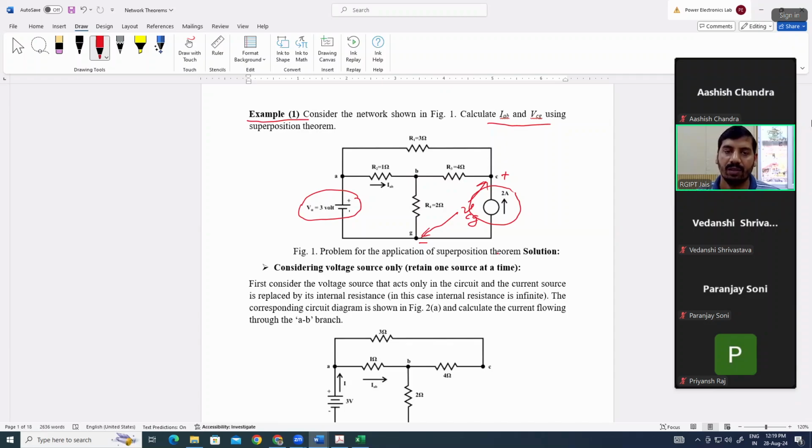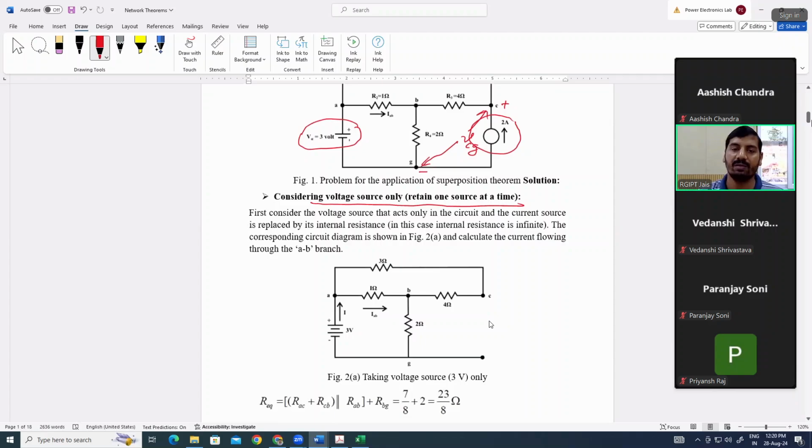So considering the voltage source only, the first step is to retain one source at a time. In the first step, we are taking this voltage source only and we have to eliminate this current source. So how will the current source be eliminated? As per the principle, ideal current sources are replaced by their internal resistance, that is infinite internal resistance. Infinite internal resistance means there will be an open circuit. So this current source you have to open circuit.